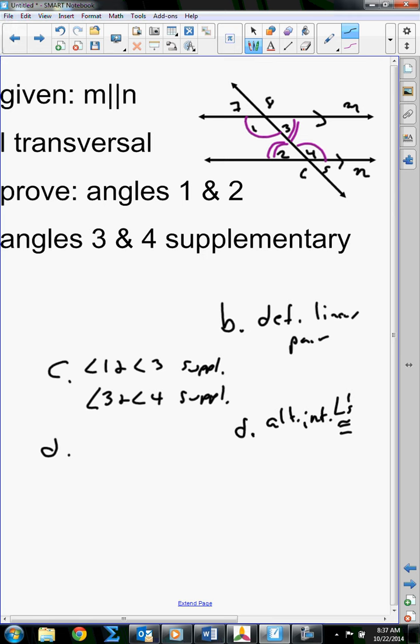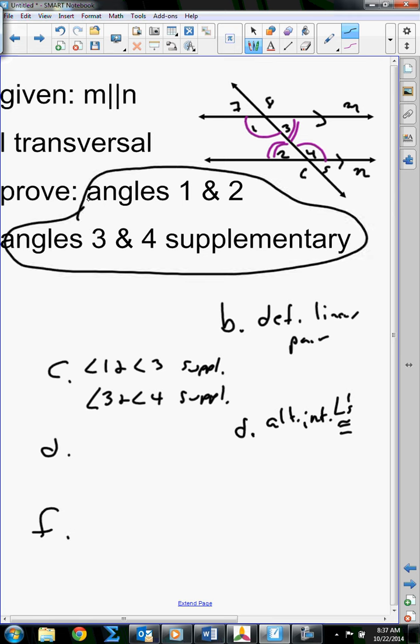E was all good for us. F we should never miss because it's the last statement in a proof, so it should be what you're trying to prove, which is that stuff. Angles 1 and angle 2 are supplementary, angle 3 and angle 4 are supplementary, and then you need the reason, and we just did substitution.